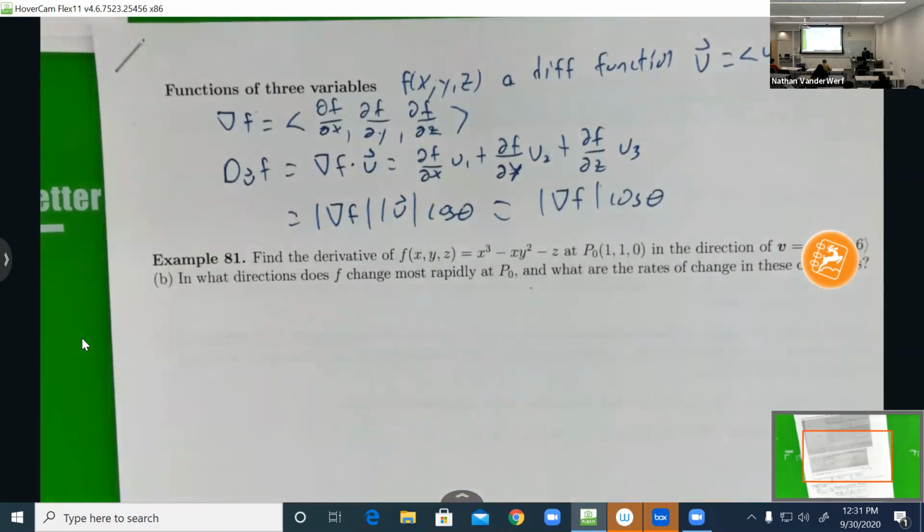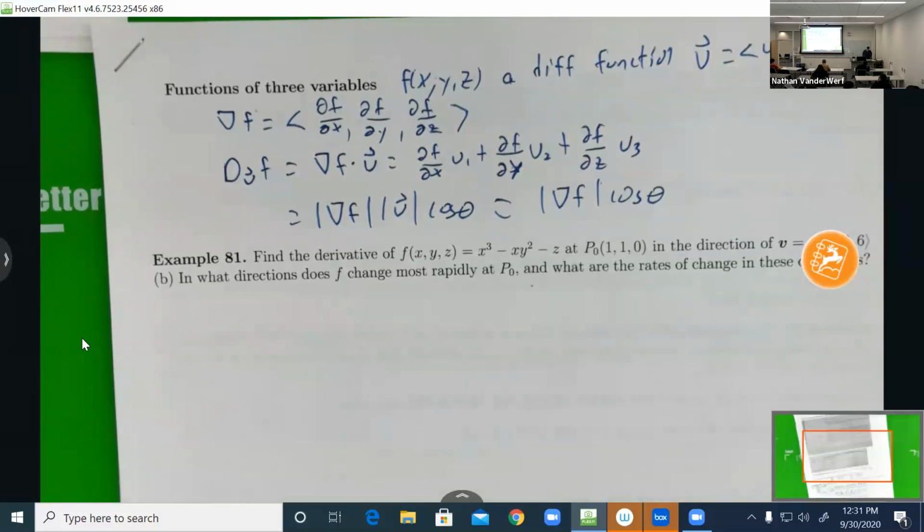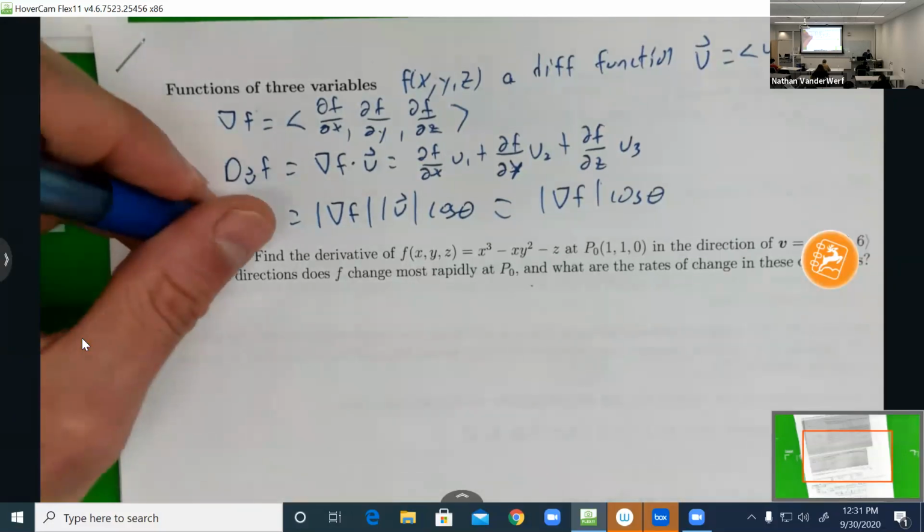Okay, so let's do an example of this right here. Find the derivative of f of x, y, z equals x cubed minus x y squared minus z at this point in the direction v equals 2, minus 3, 6. And part B: in what direction does f change most rapidly at p0? So we'll do part A first.